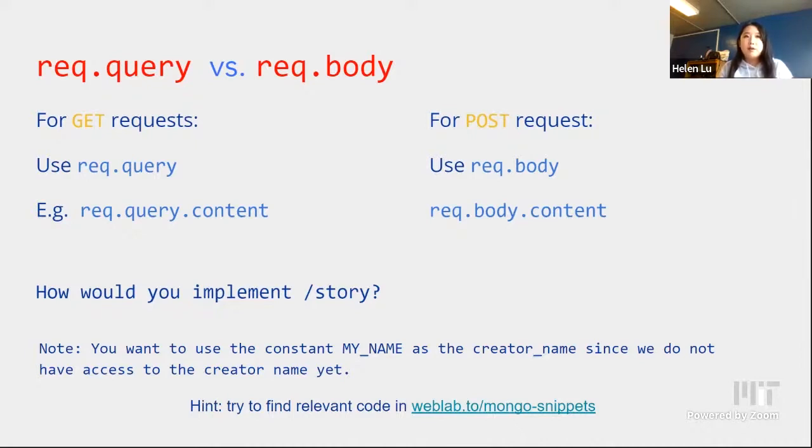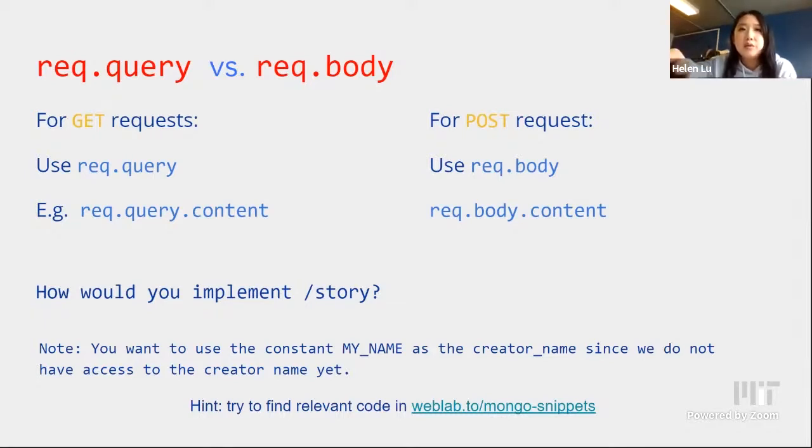And to retrieve that parameter, our backend would do req.query.username. So it's not req.body, it's req.query.username. But if we were doing a post request instead, the post request takes data from the req.body object. So if we wanted to post a story, then we would retrieve the content that was sent up from the front end by doing req.body.content. Okay.